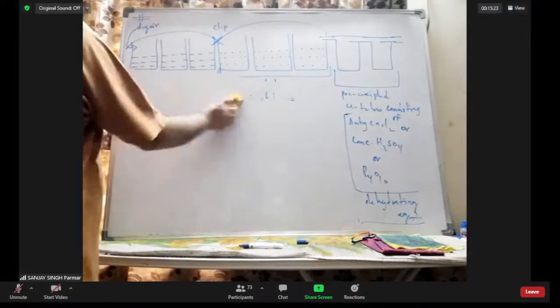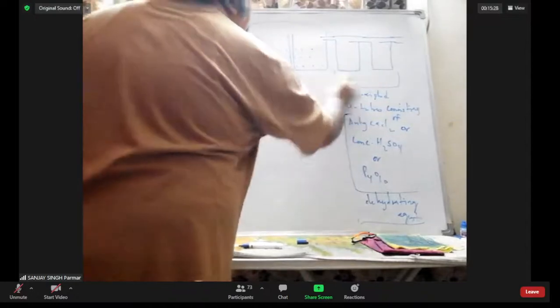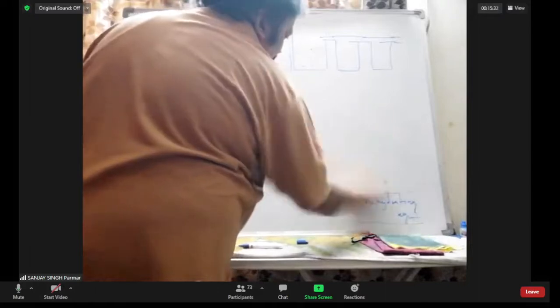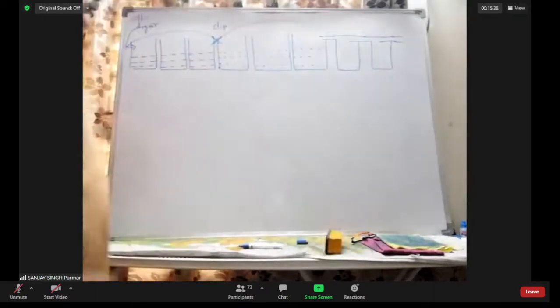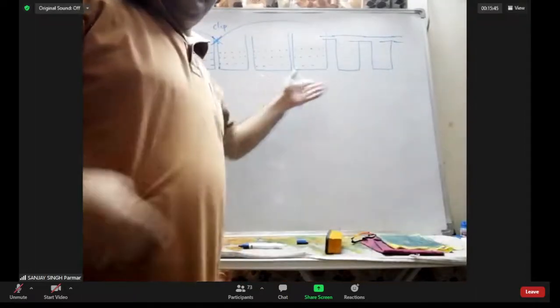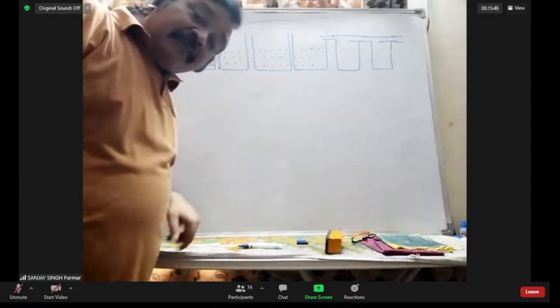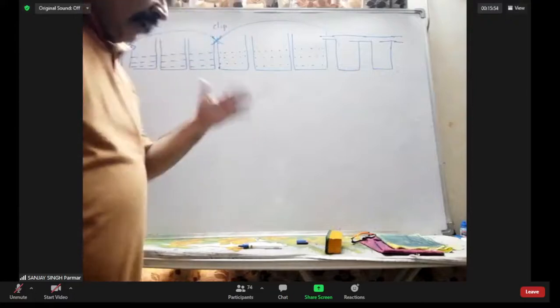So clearly I have mentioned pre-weighed. What is the meaning of pre-weighed? Before the experiment, the weight of the bulb is known. Before the experiment only, we have very clear information: what is the weight of these three, and what is the weight of these two. That is the meaning of pre-weighed, meaning before passing the dry air we have the idea.